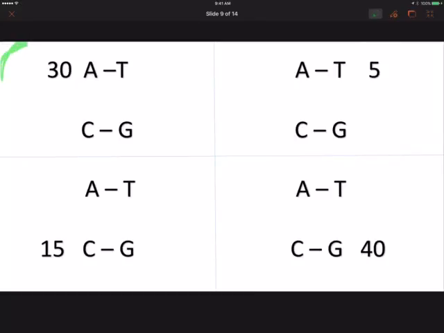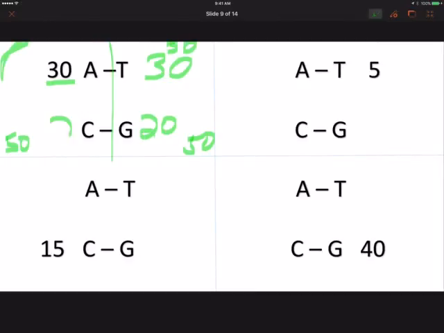So let's start up here in the top left. If I have 30 A's, I am always going to have 30 T's. And I like to keep my math simple, so I'm going to split it in half. So I know I have to have 50 on one side and 50 on the other side. So 50 minus 30 is going to be 20. So I'll have 20 G's, which means I have 20 C's. And we could quickly do some math to make sure that we are right. So 40 plus 60 is 100, so I got 100% of them. Or 50 plus 50 is 100, I got 100% of them.